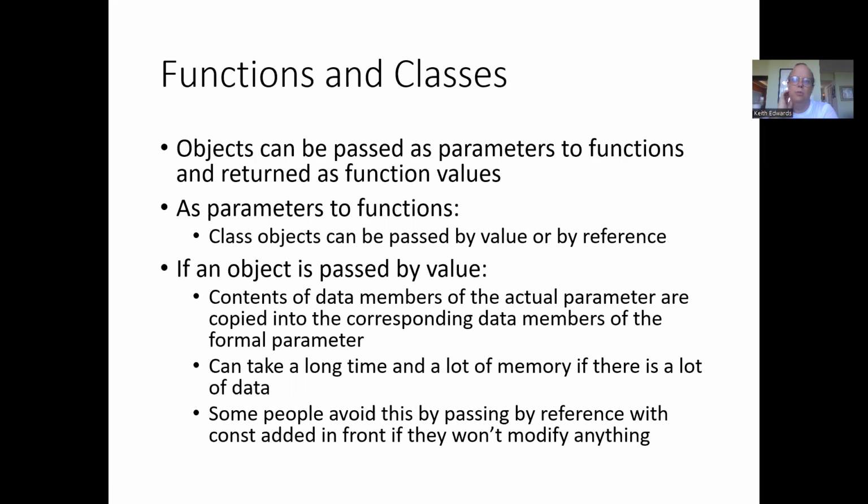So sometimes we'll see where we pass streams as arguments to functions. And that could take a long time, particularly if we have a big input or output stream. You can avoid this by passing by reference so that it just passes the location of the original, and putting const in front of it so you won't modify anything, so you don't get any side effects.